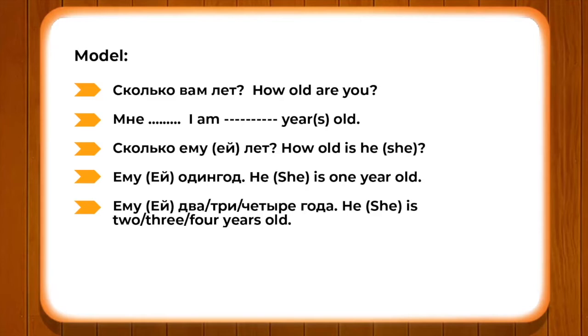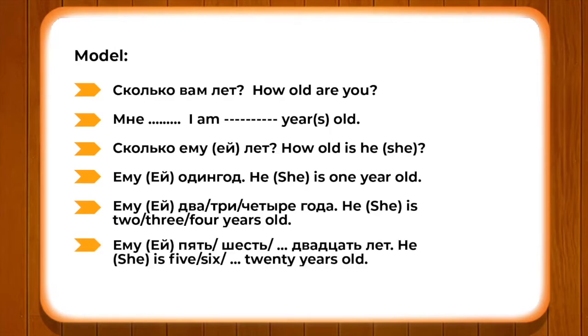So with ему or ей, we can use 2, 3, 4 года. For 1 we use год, for 2 we use года, for 3 года, for 4 года, but for 5 we use 5 лет. So the год changes into лет, and that is why we have ему or ей 5, 6, and it can go further, 20 лет. But if it is 21 years old, 21 год, 22 года, and like that.